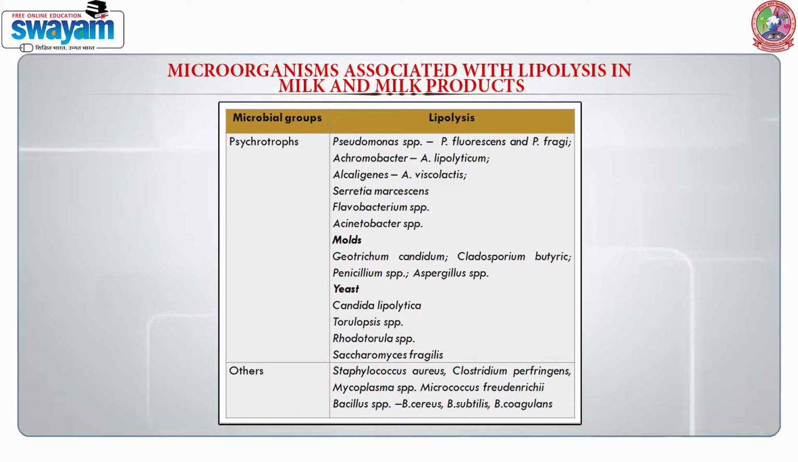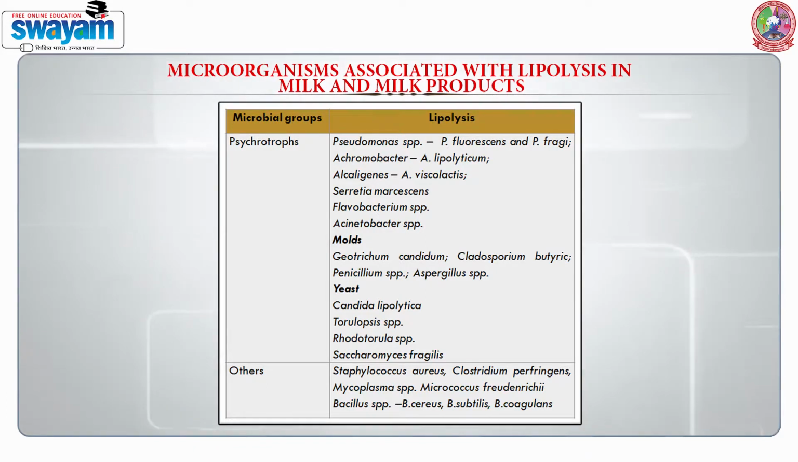Microorganisms associated with lipolysis in milk and milk products. Most of the microorganisms associated with this defect are psychrotrophs in nature. They can be Pseudomonas species like Pseudomonas fluorescens, Pseudomonas ferrei, Achromobacter, Alcaligenes, Serratia marcescens, Acinetobacter. There are certain mold species also which produce lipases and spoil milk and milk products. These can be Geotrichum candidum, Cladosporium. We also have the role of yeasts such as Candida lipolytica, Torulopsis species, Rhodotorula, Saccharomyces fragilis.